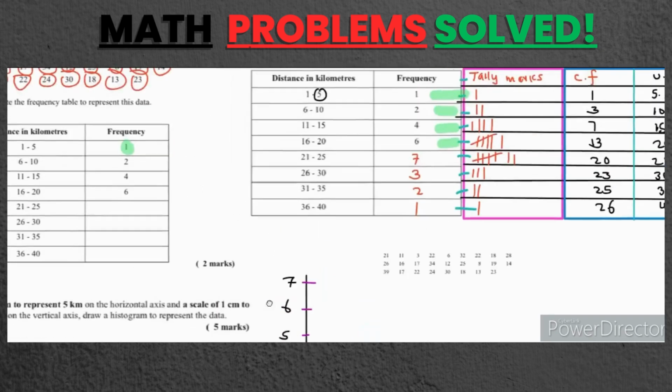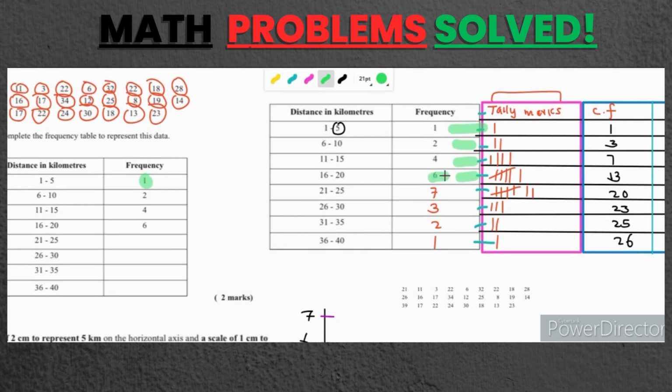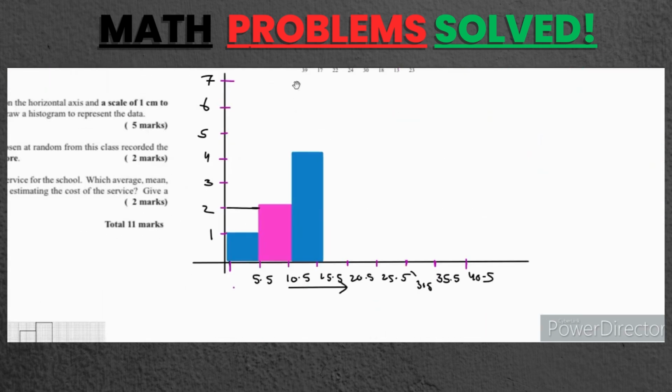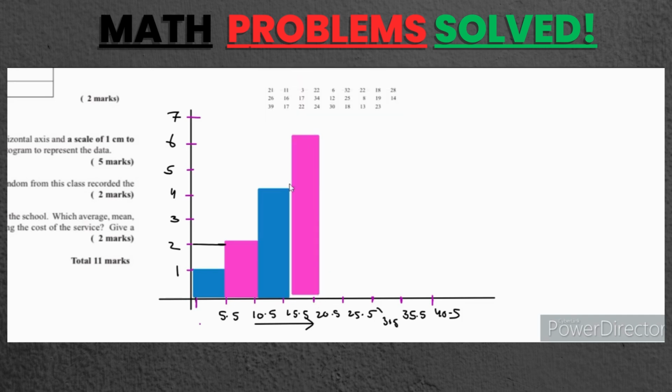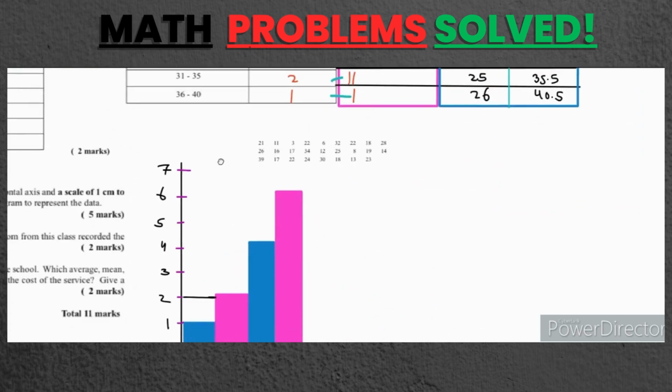Then we have to see for the fourth group the frequency is 6, right? So you will draw the histogram for it up to 6. Then what's the frequency for the next group? It's 7. You will draw the histogram up to 7.